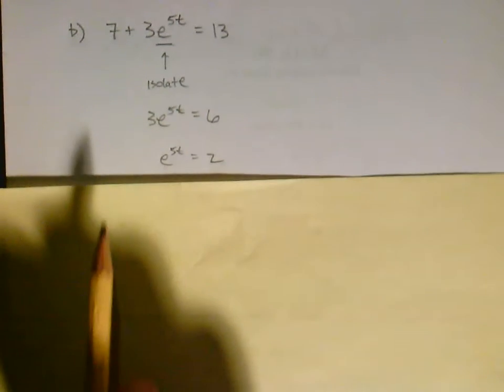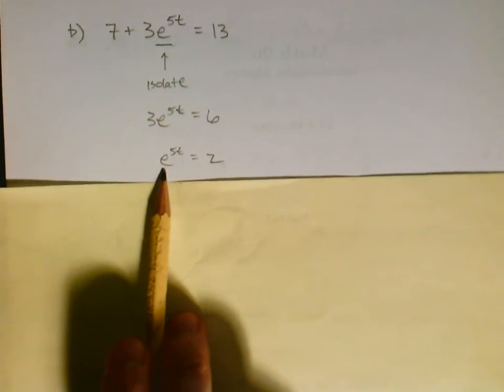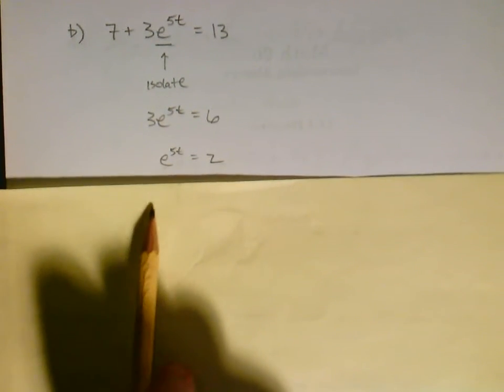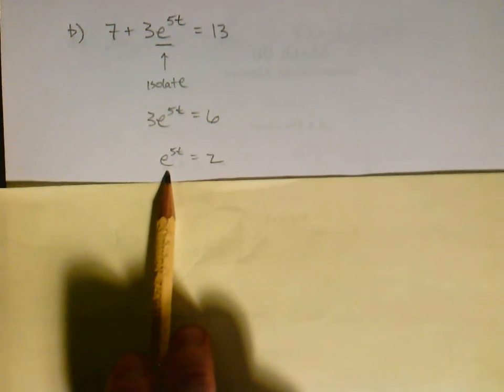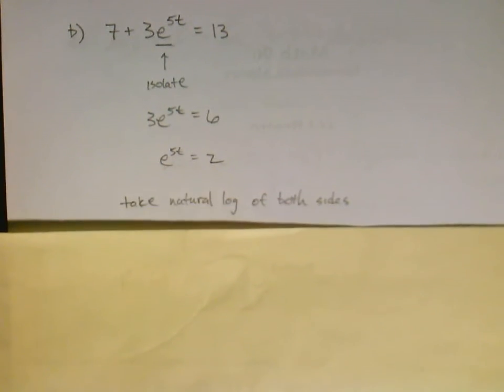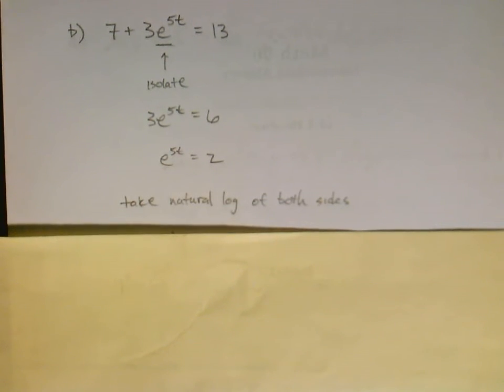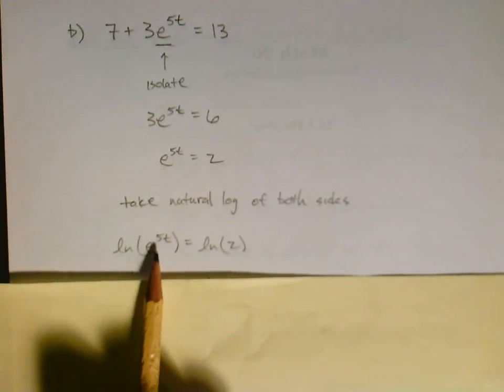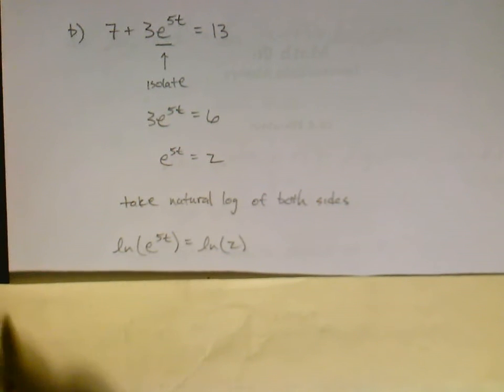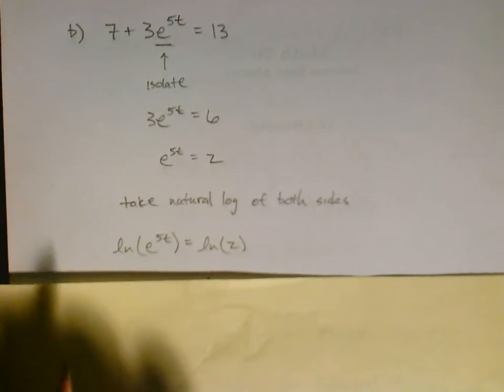Well, we're going to think, all right, I've got an exponential with base e. So I need to take the log of both sides with that same base. Hey, what is the log with base e again? The natural log. We are going to take the natural log of both sides. So here it is. The natural log of e to the 5t equals the natural log of 2. And of course, what happens?